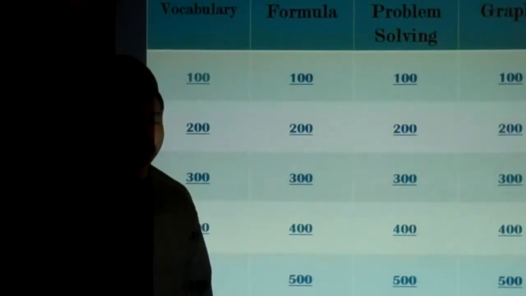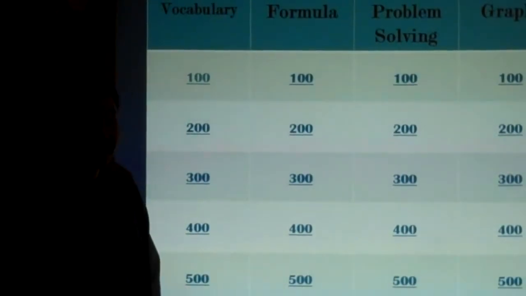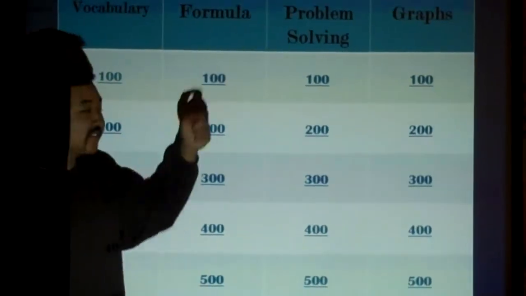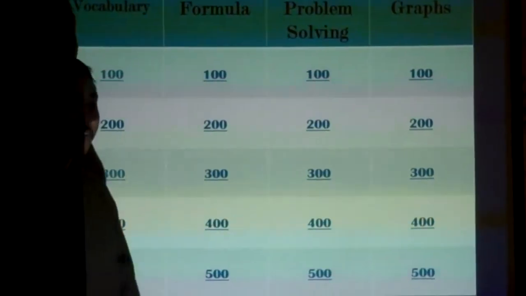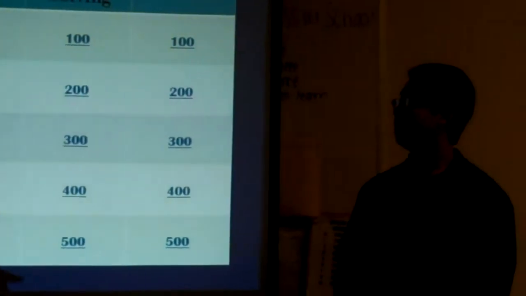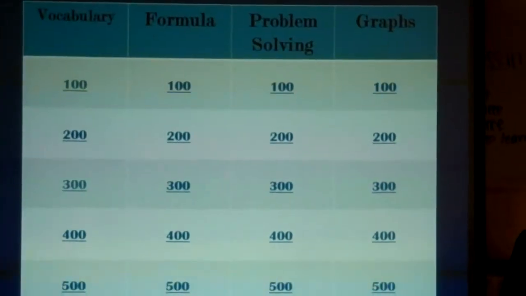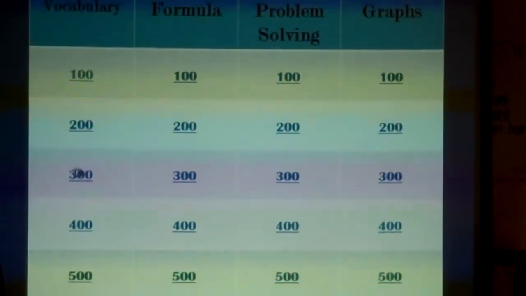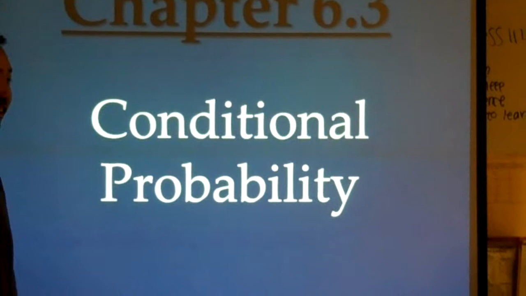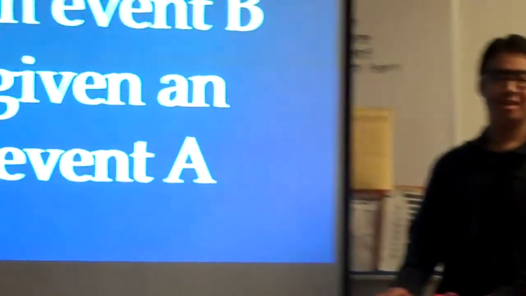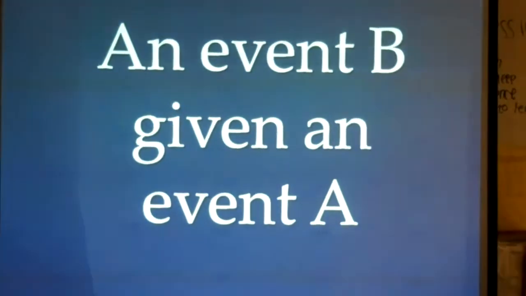Oh, okay. For today's category, we'll have vocabulary, formula, problem solving, and graphs. First, we'll start off with Andy. Which one would you like to pick? I'd like to pick vocabulary for 300. For chapter 6.3, what is the conditional probability? Conditional probability means an event B given an event A. That is correct. 300 points for you.